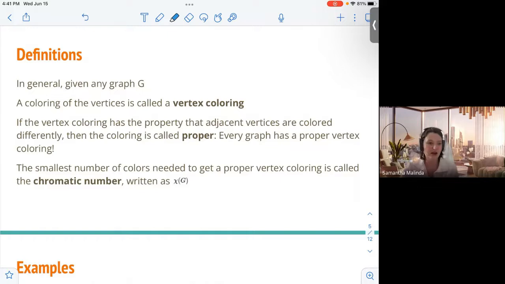If the vertex coloring has the property that adjacent vertices are colored differently, then the coloring is proper. Of course, every graph has a proper vertex coloring. It just depends on how many colors you use. You can use an infinite amount of colors, but again, like I said, we want to use the smallest number of colors needed to get the proper vertex coloring. And this is called the chromatic number, which is written as χ(G), which is what we call gamma.